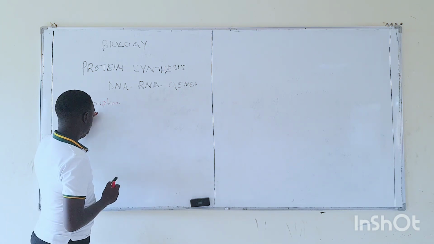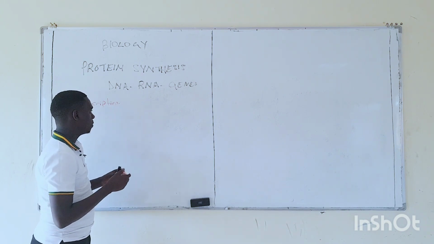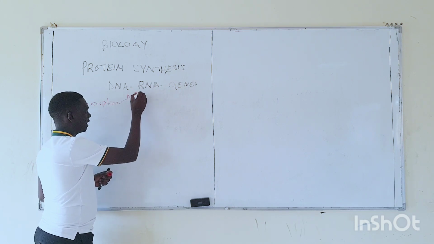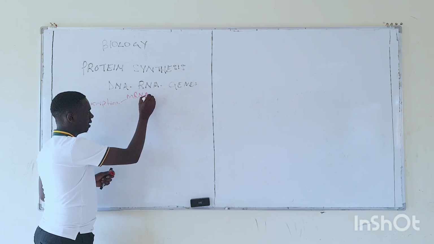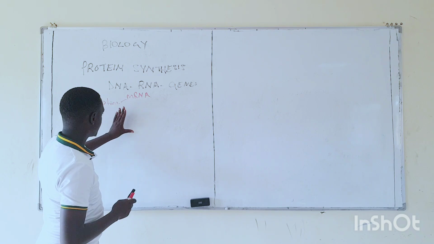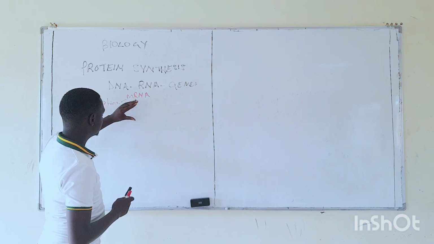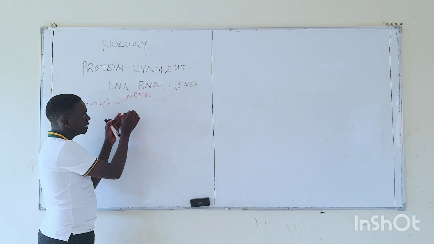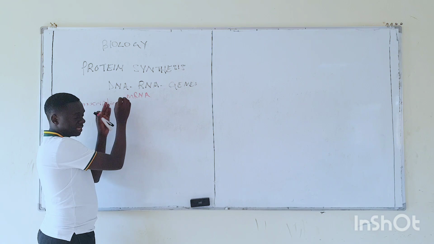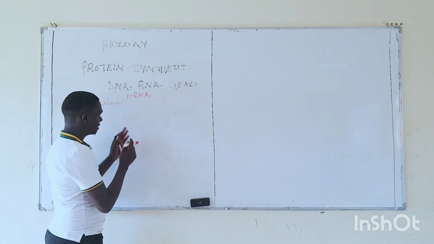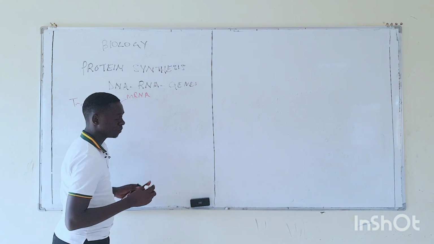Now, in this process, we are trying to form what we call the messenger RNA. Our aim in this process is to form the messenger RNA. From the word messenger, it carries the gene codes from the DNA that are going to describe a protein to be formed. Now, how does this process occur?